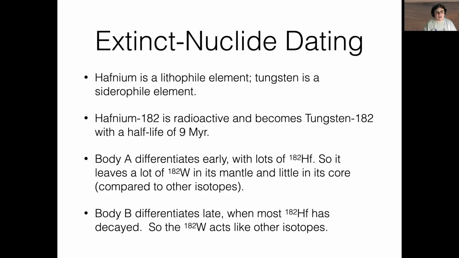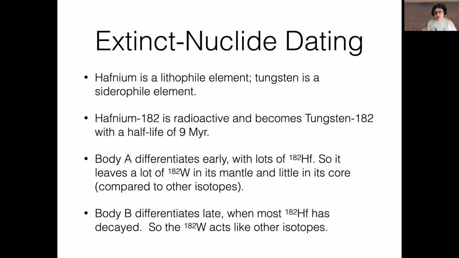So the hafnium is going to decay to tungsten, which has a symbol of W. Now, if body A forms its core early, it's going to carry most of its tungsten down into the core. But it's going to leave behind the hafnium-182. And that hafnium-182 is going to radioactively decay into tungsten.